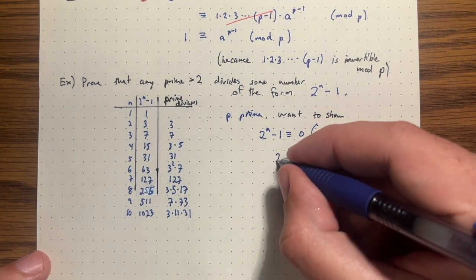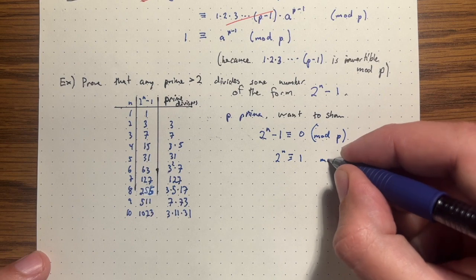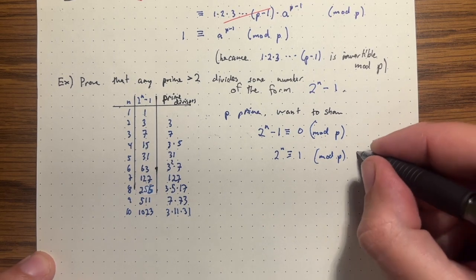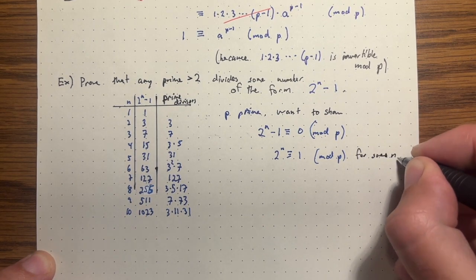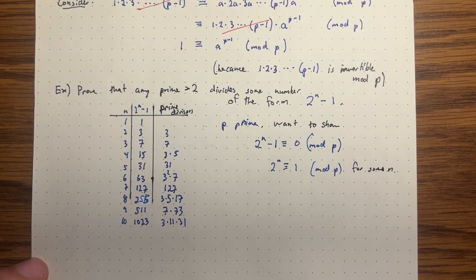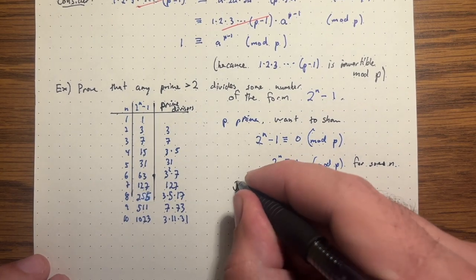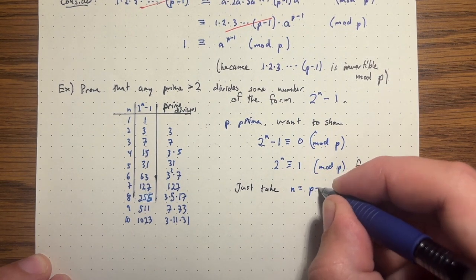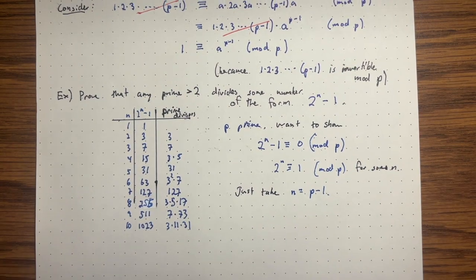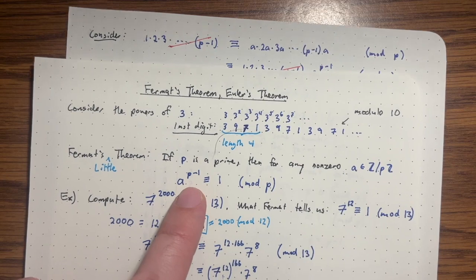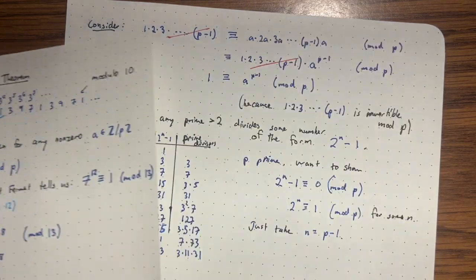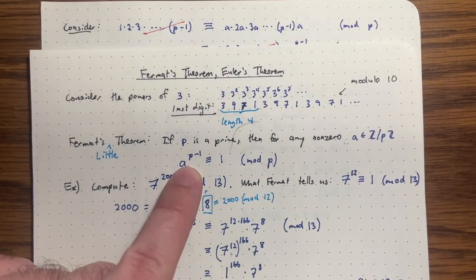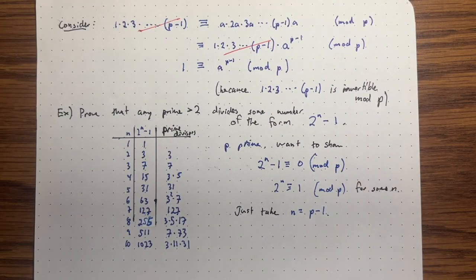That's the same as 2 to the n is congruent to 1 mod p. So I want to show that this is true for some n. Is there an n that makes this work? Yes. You just take n to be p minus 1. Fermat's theorem. It tells us that if we raise any number, in our case it's 2, but that could have been anything that's not a multiple of p, to the p minus 1 power, I get 1.